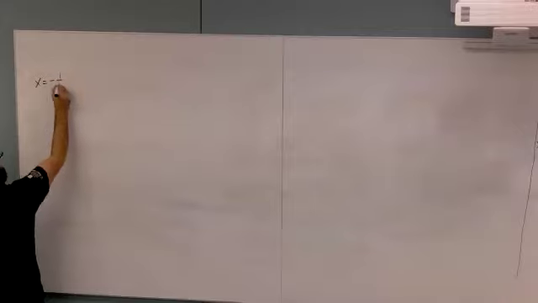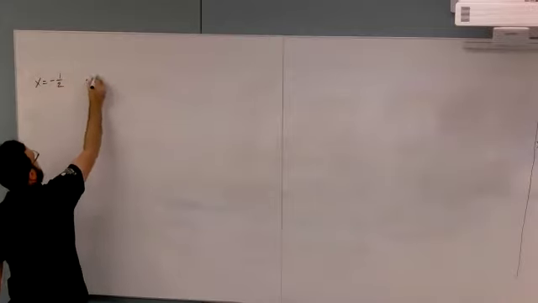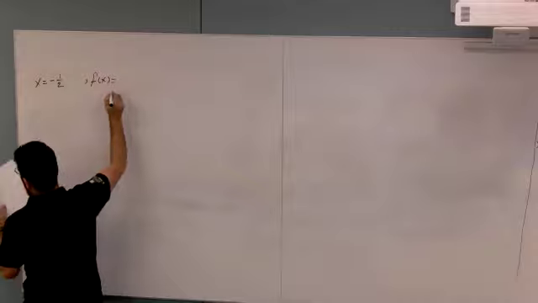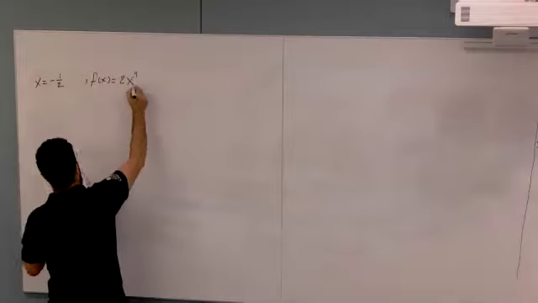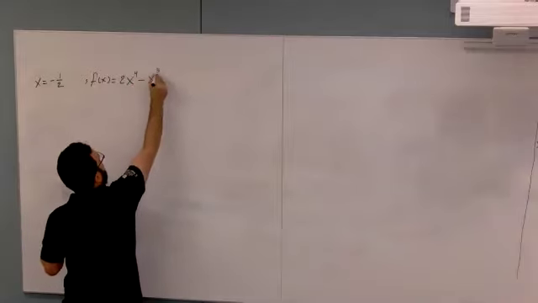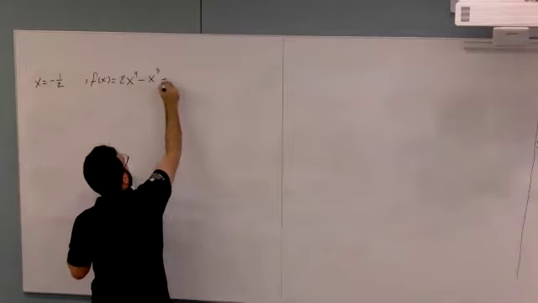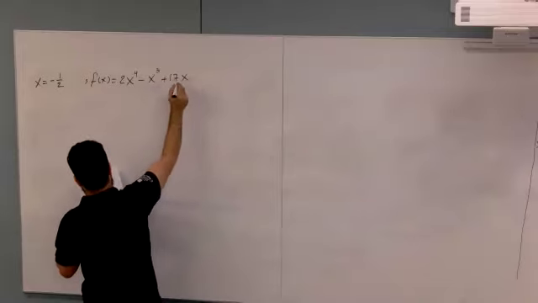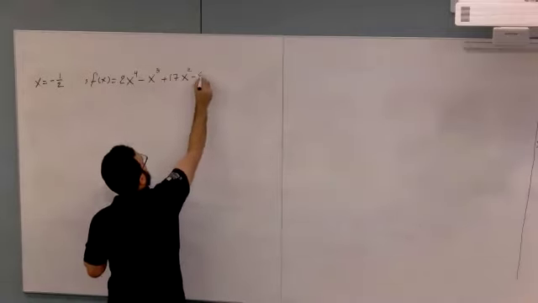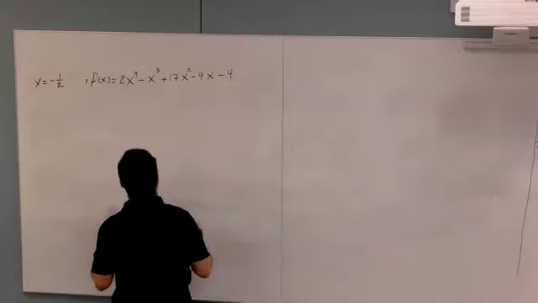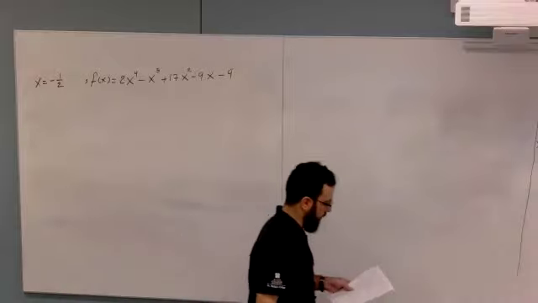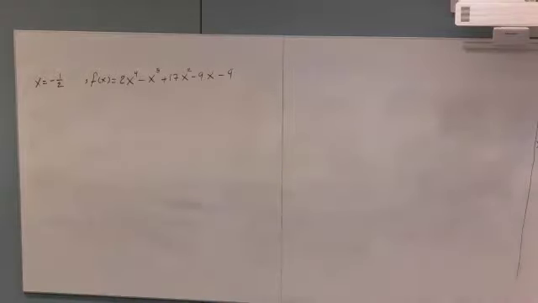So they gave you x equals negative half. Our function is x to the power 4 minus x cubed plus 17x squared plus 9x minus 9. And they're telling you x equals negative half.